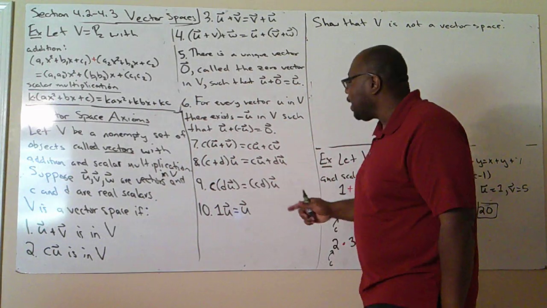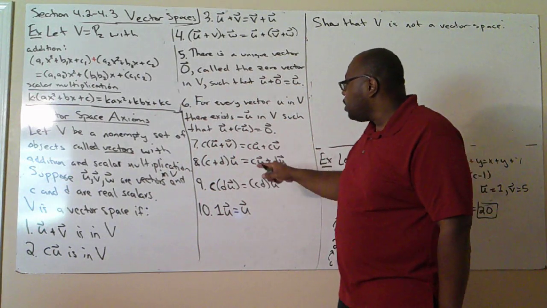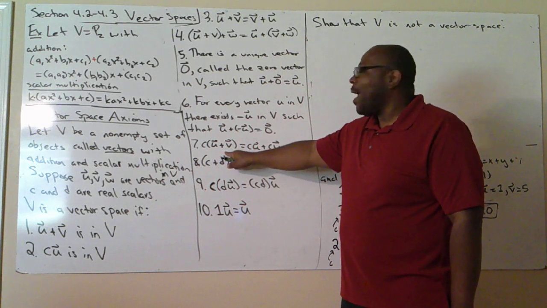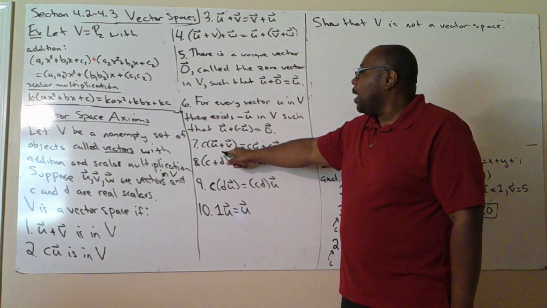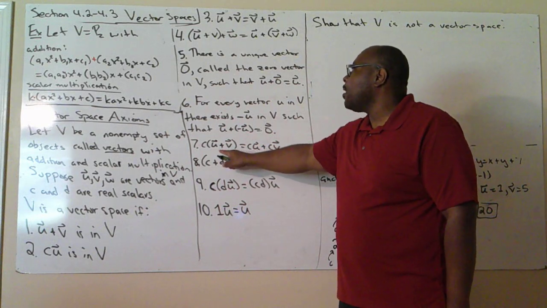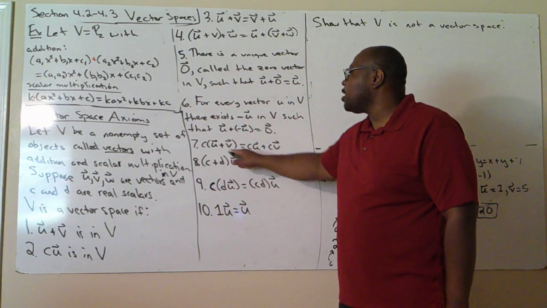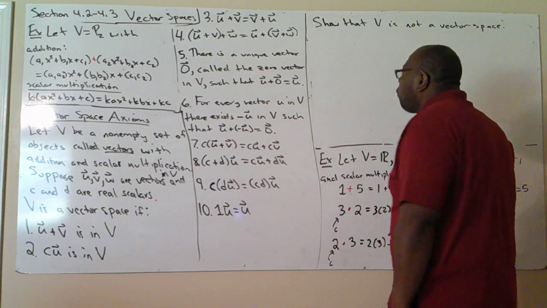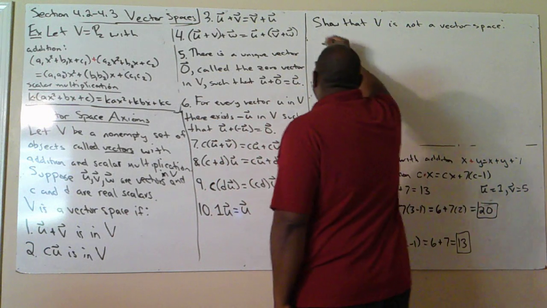I'm going to pick a different one actually. I'm going to choose axiom 7. Now, why am I choosing 7? Well, because again, I have this strange addition, and I want to see if this strange addition has screwed up this equality between the two. So I want to look at axiom 7.